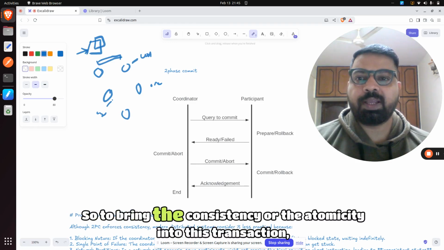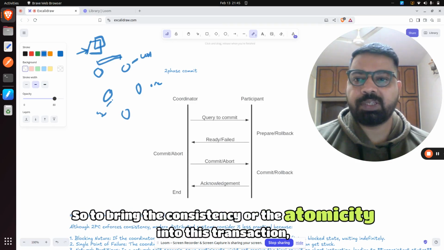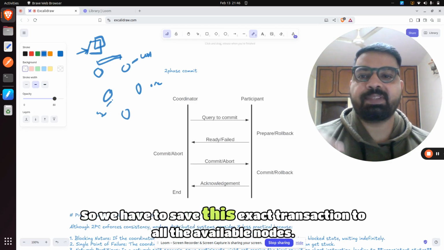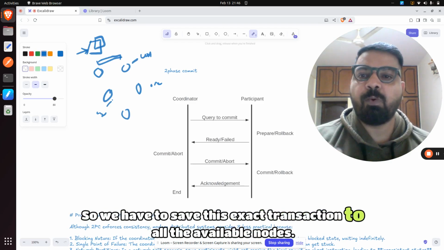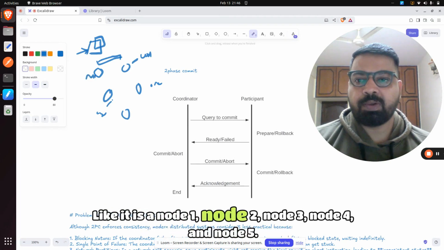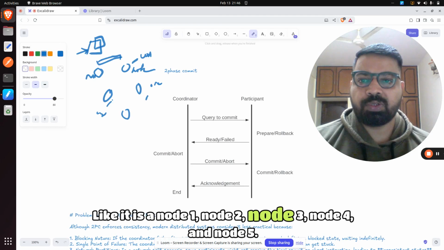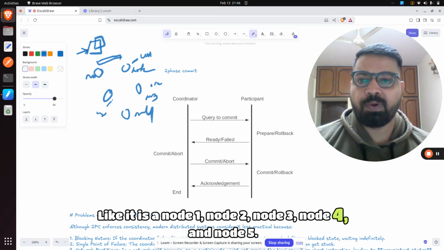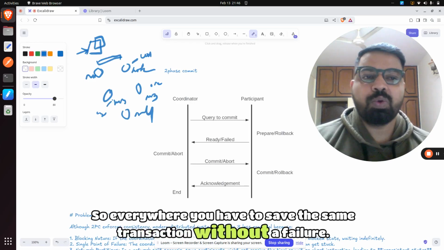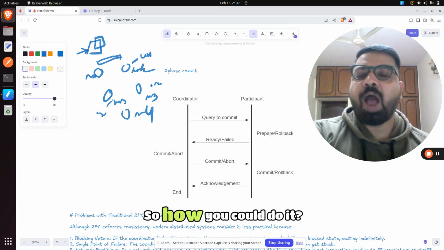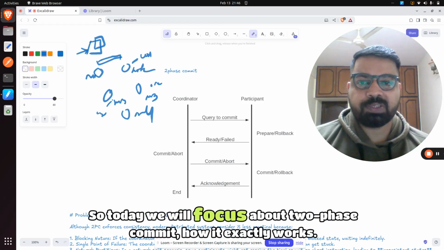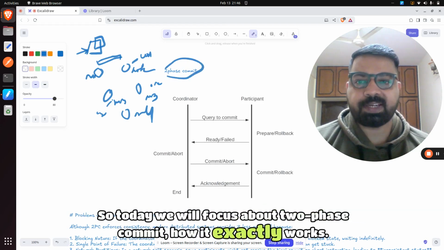To bring consistency or atomicity into this transaction, we have to save this exact transaction to all the available nodes, like node 1, node 2, node 3, node 4, and node 5. Everywhere you have to save the same transaction without a failure. So how could we do it? There are many ways to do it. Today we'll focus on two-phase commit and how it exactly works.